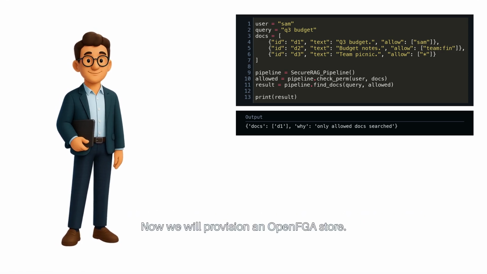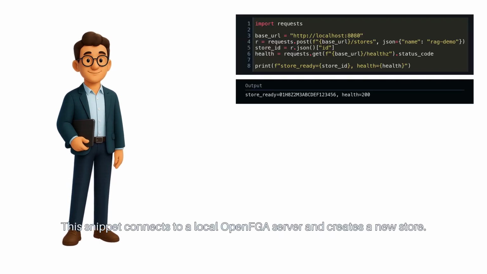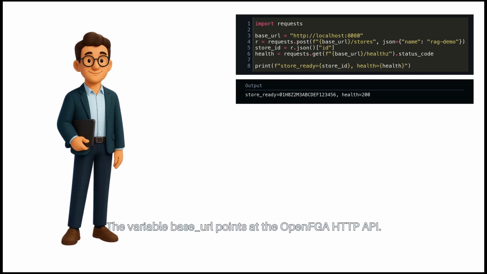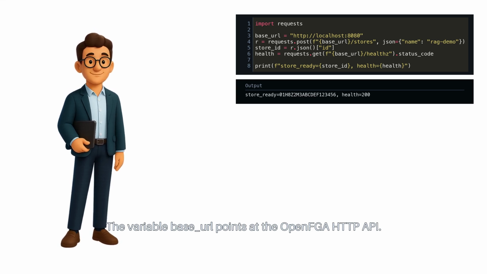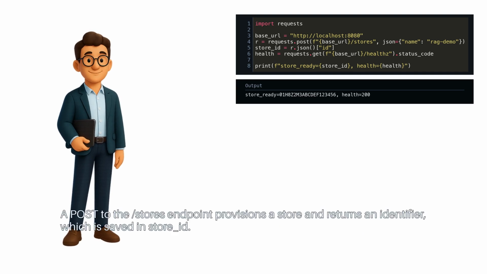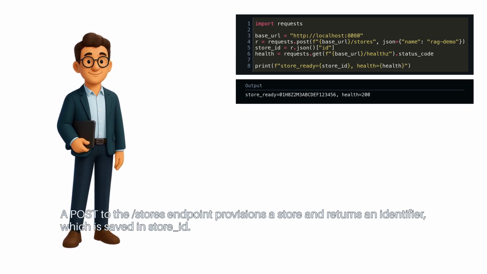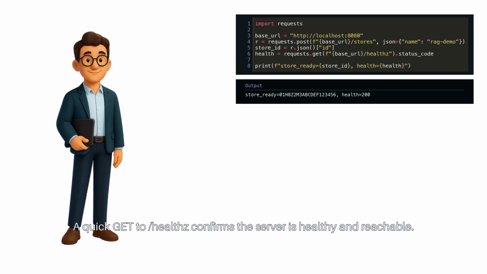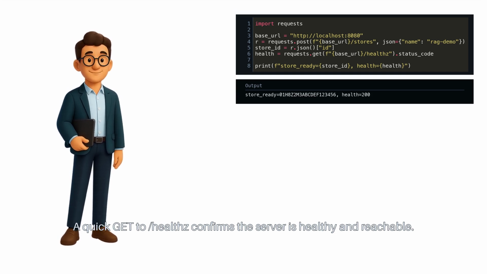Now we will provision an OpenFGA store. This snippet connects to a local OpenFGA server and creates a new store. The variable base URL points at the OpenFGA HTTP API. A post to the store's endpoint provisions a store and returns an identifier, which is saved in store ID. A quick get to /healthy confirms the server is healthy and reachable.